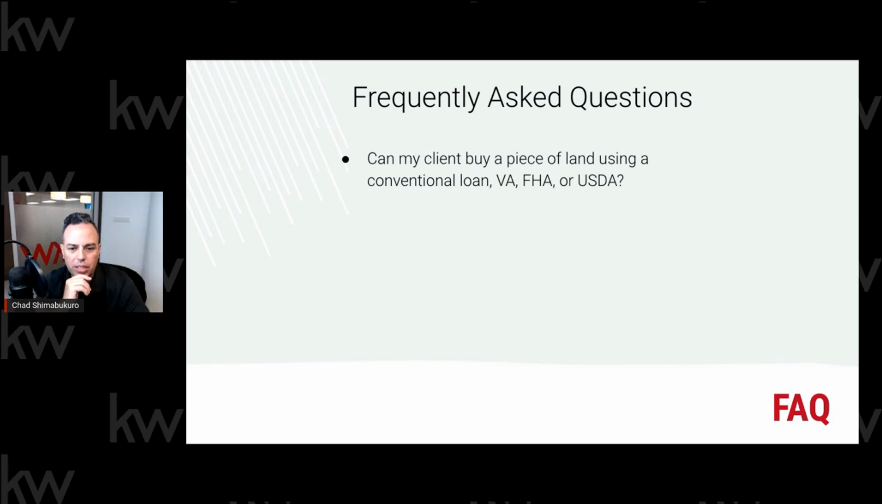Can my client buy a piece of land using conventional loans, VA, FHA, USDA? Some of those loan programs are available for raw land. However, one thing to note, I get this all the time: VA buying land or VA buying investment properties. FHA and VA are specifically owner-occupied.